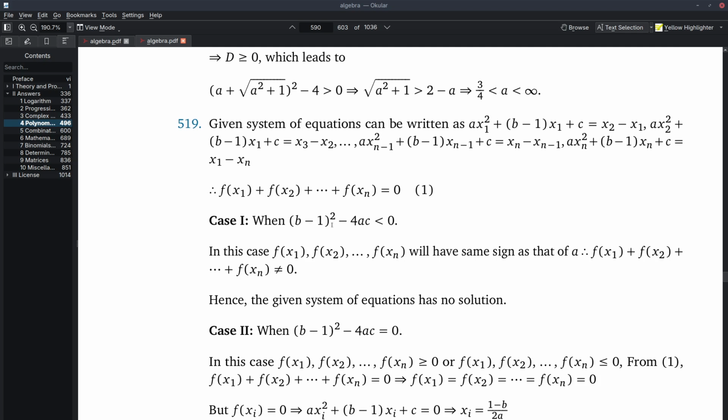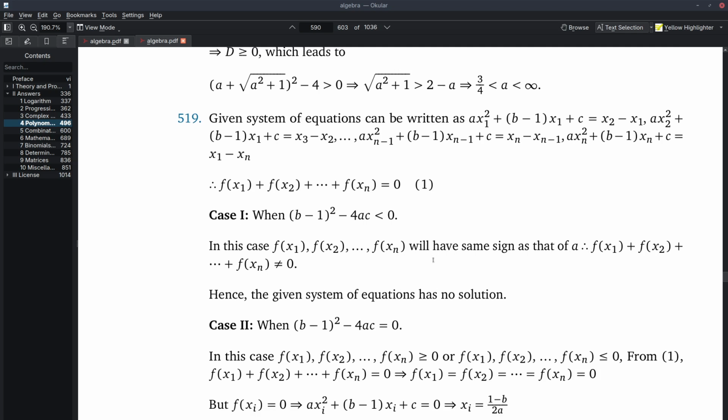Now when b minus 1 whole squared minus 4ac is less than 0, all the expressions will have the same sign as that of a. That means the sum would not be equal to 0. So the given system of equations has no solution.